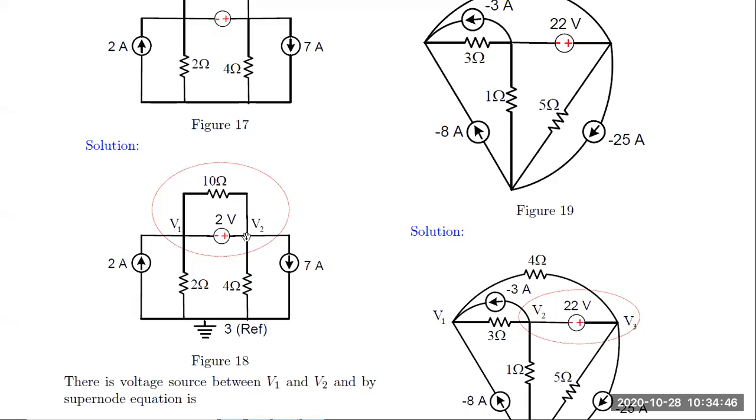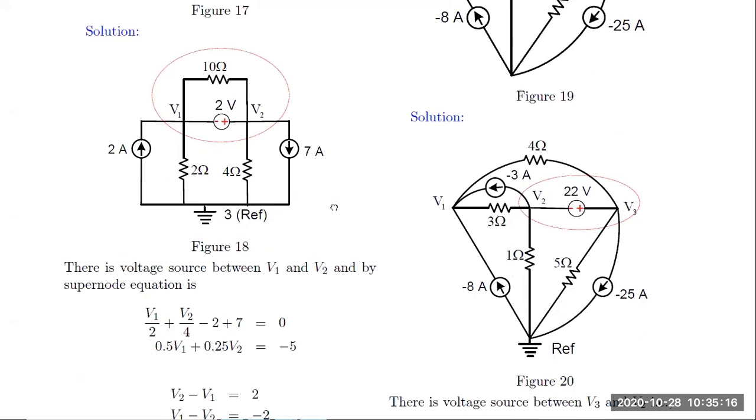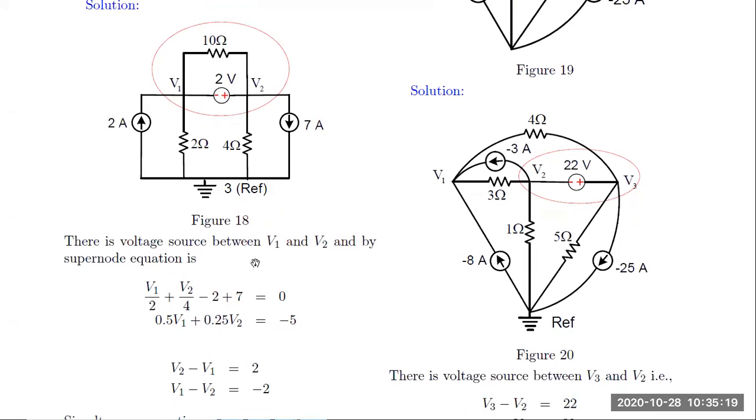Coming to the other node, similarly like the 2 ohm, there is a 4 ohm. Current is moving away from this node, 7 ampere. Again, between the two nodes, there is a voltage source in parallel with the 10 ohm resistance. So I put a dotted circle here. The dotted circle means these are the two nodes I have to club and write a single node equation. Like a supermesh, it is a supernode. There is a voltage between V1 and V2.